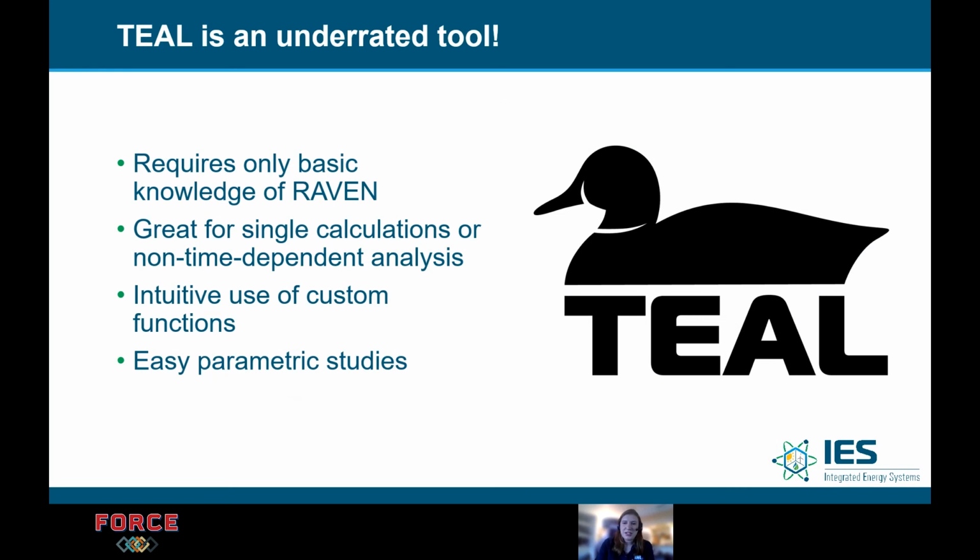So I think TEAL is an underrated tool. It requires really only basic knowledge of Raven. And once I make a Raven code for my cash flow problems, a lot of times I can use the same one over and over again, just changing the things that I need to change. So you don't need to write a whole thing from scratch every time. It's great for single calculations, or if you have a non-time-dependent analysis. Also, I think the custom function aspect is intuitive because you just think about it like a variable problem and put in your functions. And then it makes it easy to do a parametric study like I showed you before.